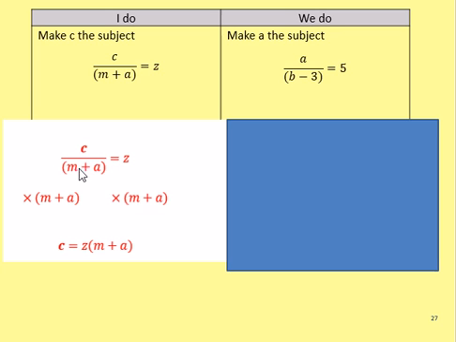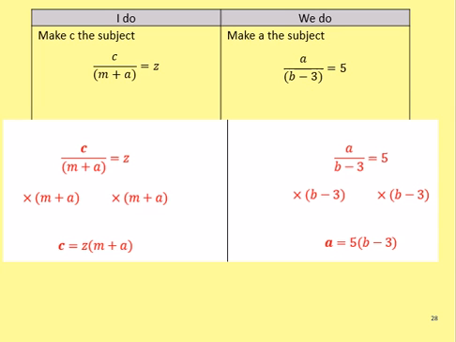So multiplying this side by M plus A cancels this out, so we're left with just C. And multiplying the other side by M plus A gives me Z times M plus A, all in brackets. Note, you don't have to expand the brackets here. This answer is fine. Please do the we do in your books. Pause the video now and work through the we do.